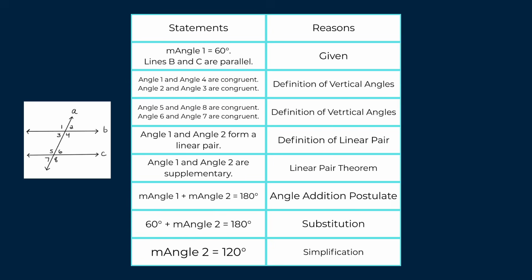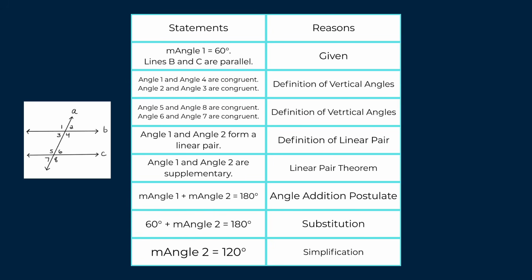We have the measure of angle 1 is 60 degrees and lines B and C are parallel. That's given. And then we can see that line A intersects lines B and C, meaning that they make a lot of vertical angles. So we're going to list down all of the congruent vertical angles right now. Angle 1 and angle 4 are congruent, angle 2 and angle 3 are congruent, angle 5 and angle 8 are congruent, and angle 6 and angle 7 are congruent.